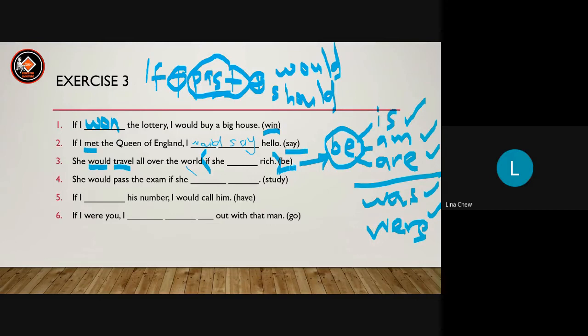Was. What is the past time for be? Just now I told you, present is am, is, are. Past time will be was, were. So what's the answer for here? Was. Okay, somebody say was. Okay, let's check the answer. You say was, right?